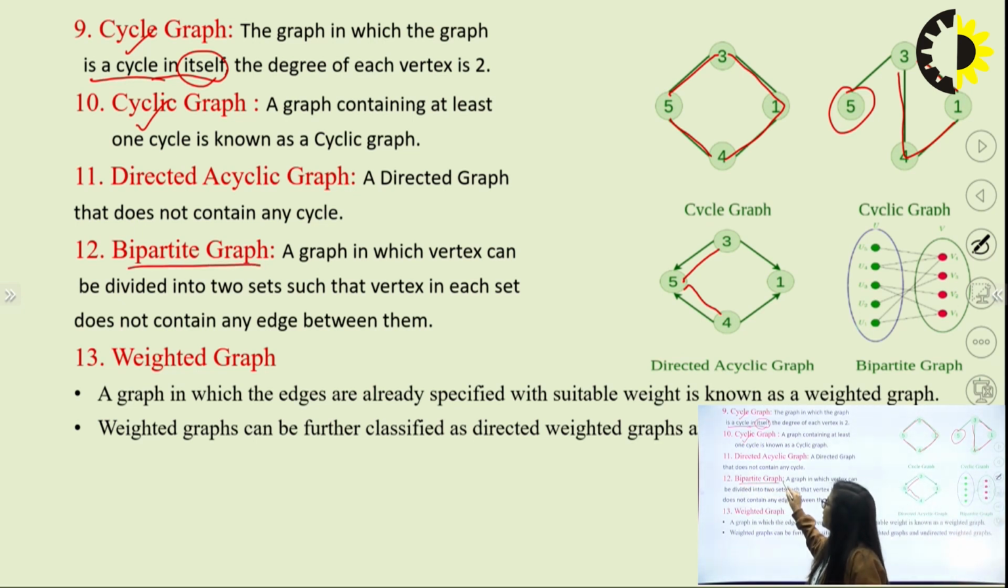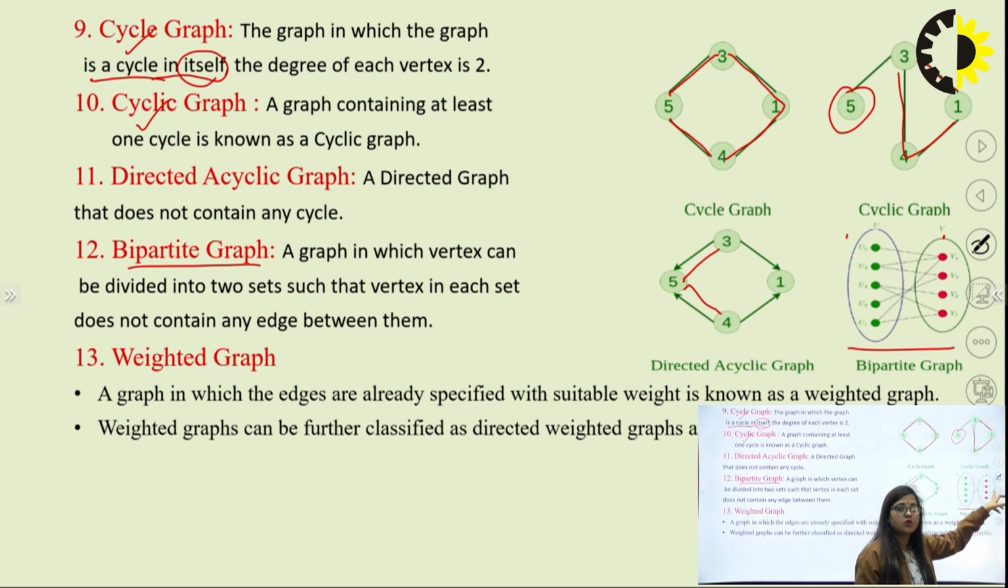Next one is bipartite graph. Bipartite graph means there are two sets, each having a number of vertices, and the nodes of one set are connected to the nodes of the other set. This is an example of a bipartite graph. This is set 1, called U, and this is the second set, V. U1, U2, U3, U4 are the vertices of this set, and V1, V2, V3, V4 are the vertices of the other set. The sets are connected to each other, so it is called a bipartite graph.